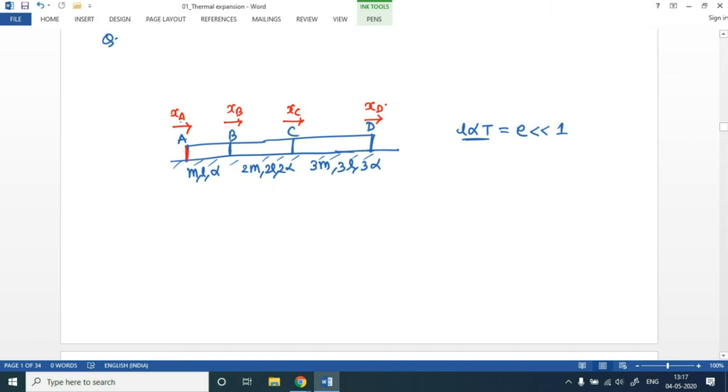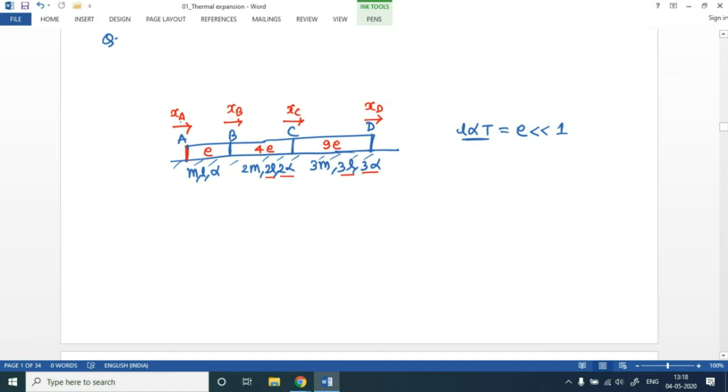One thing you should realize first of all is that the elongation in this rod is going to be L alpha T. So that is equal to E. Elongation in this rod is going to be 2L into 2 alpha into T, so that is 4E. And the elongation in this rod is going to be 3L into 3 alpha into T, so 9L alpha T. So the elongation in this rod is going to be 9E.